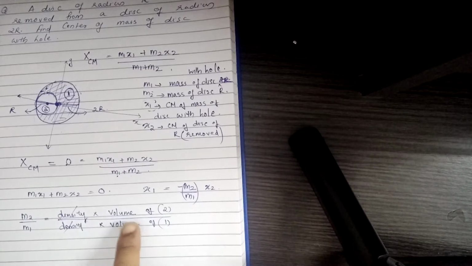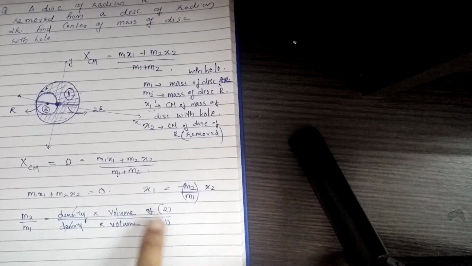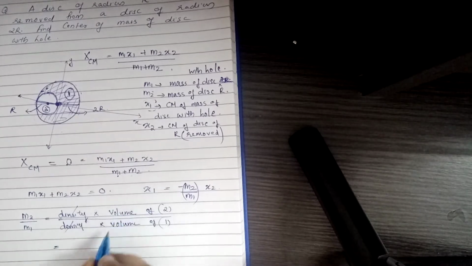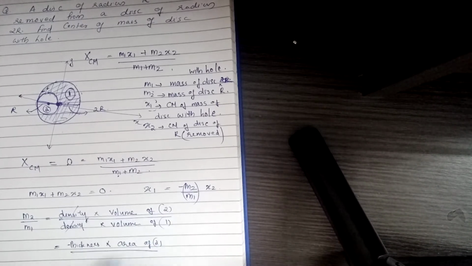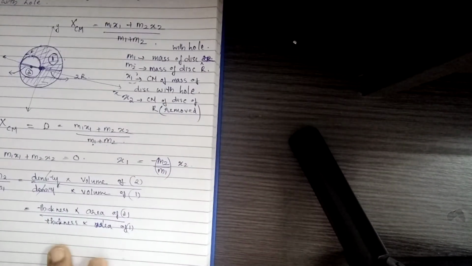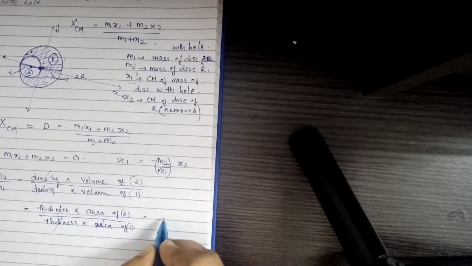Now what we have is the volume. Volume I can write in terms of area into thickness. So I will rewrite the volume as thickness into area of the second portion divided by thickness into area of the first portion. Now here thickness is also a constant, so it cancels.